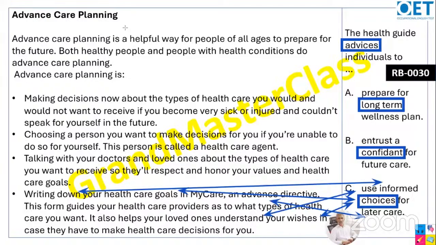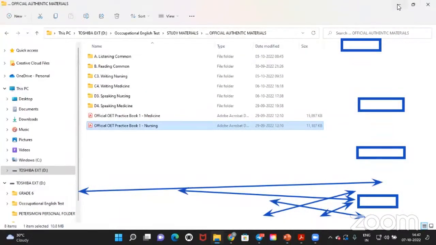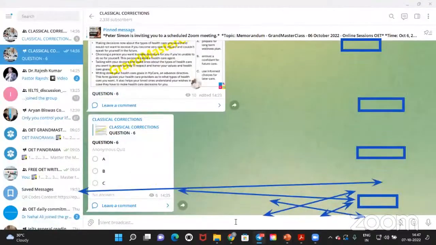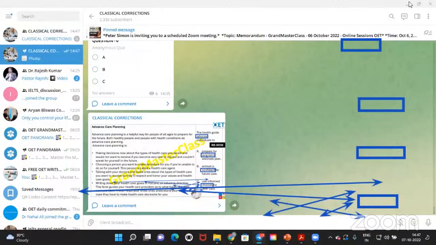So this is how you will give the points. So this is how it goes. So we'll meet later. We'll see part C afterwards.